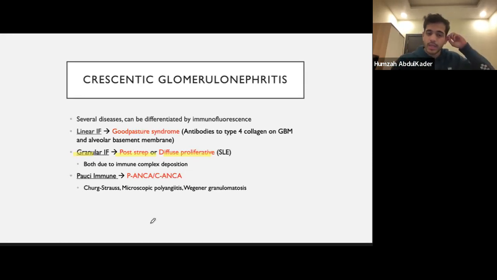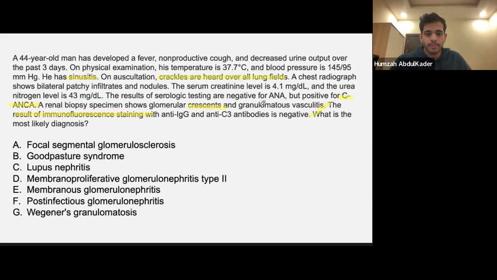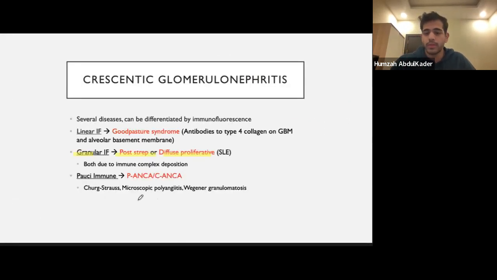In our question, they said it was negative, and when it's negative, that means there's no staining. I think the picture in the slides shows a little bit of green, but for the most part there's nothing there. If the immunofluorescence stain doesn't show anything, the next thing you look at is the P-ANCA and C-ANCA. If it's P-ANCA, then it's between Churg-Strauss and MPA. I think you know the differences between them, so you can figure out, do they have asthma, stuff like that? Then it's more towards Churg-Strauss. And if it's C-ANCA, your first thought is immediately Wegener's.